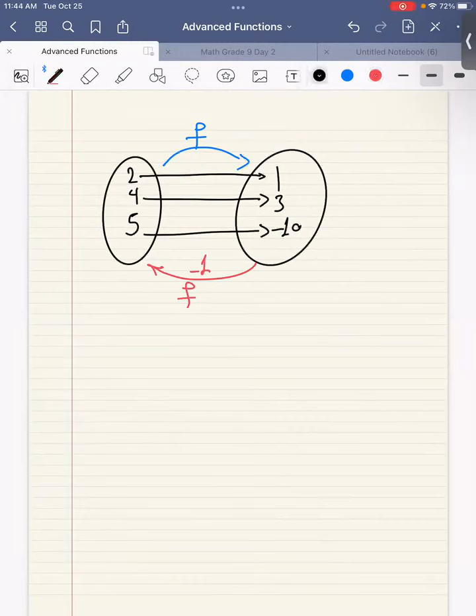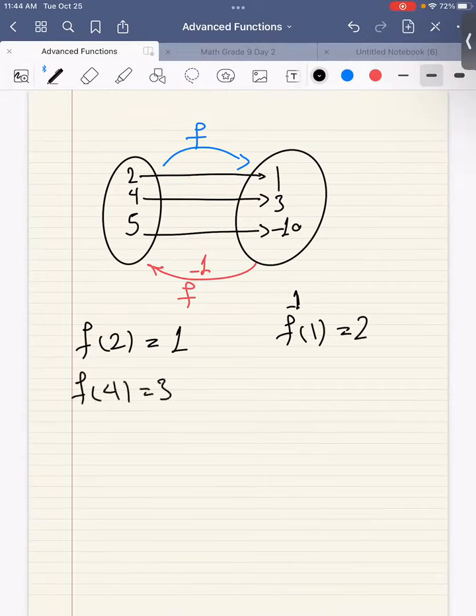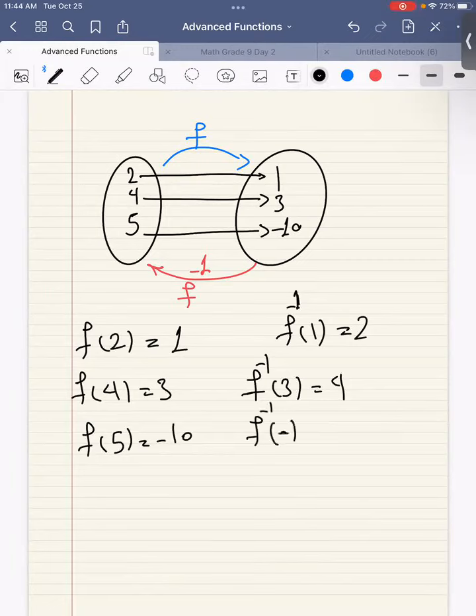So that means f of 2, for example, here is 1, so f inverse of 1 is equal to 2. So you basically flip x and y values. Or when you say f of 4 is equal to 3, then f inverse of 3 is equal to 4. And f of 5 is equal to -10 means f inverse of -10 is equal to 5.